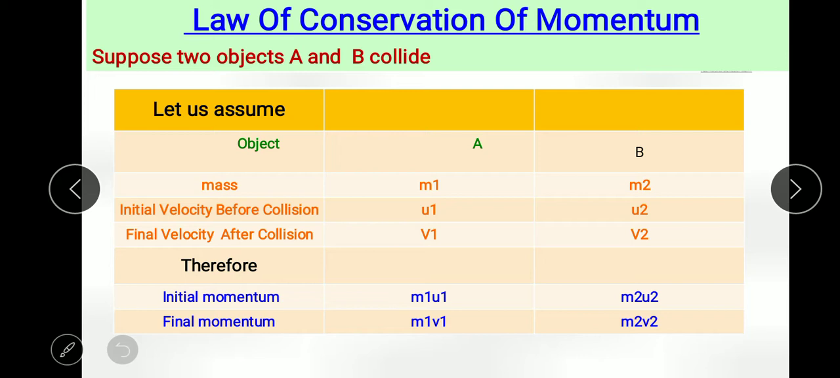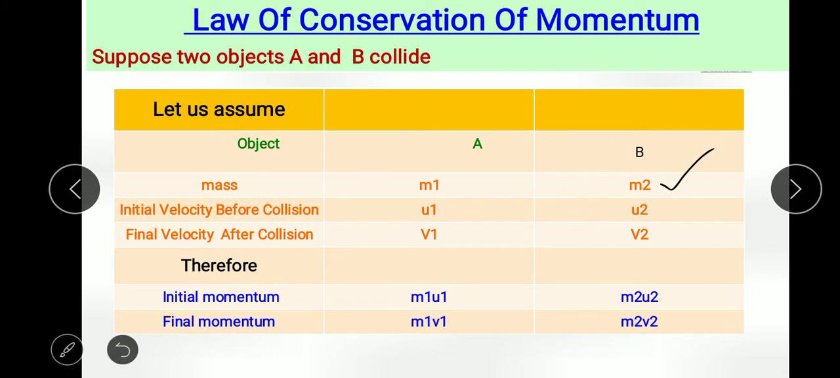Here suppose two objects are there, A and B. Suppose two objects A and B collide. That means they will have a collision. In other words, one will hit the other. Now here let us assume the object A is having mass m1 and the object B is having mass m2.